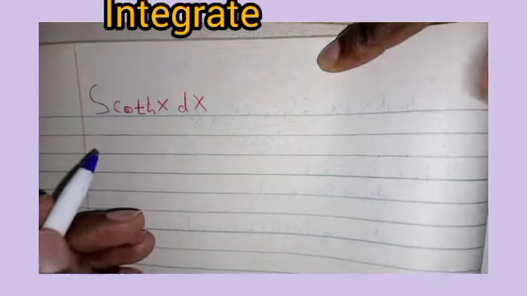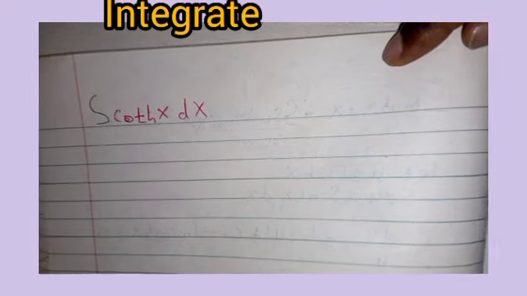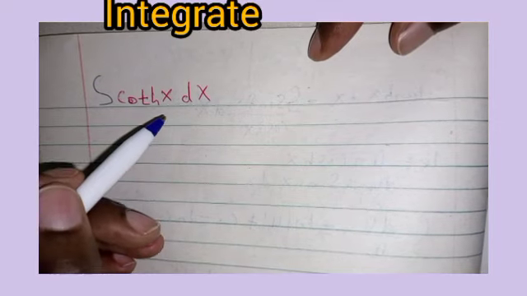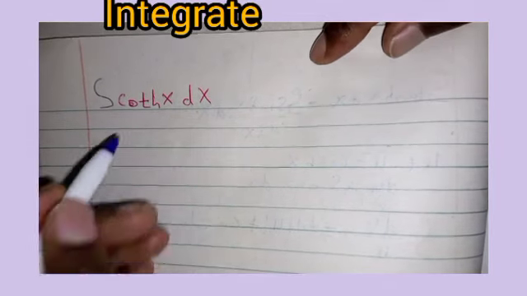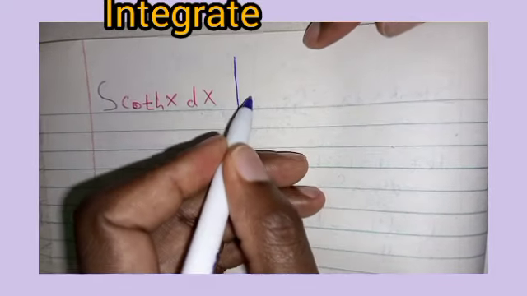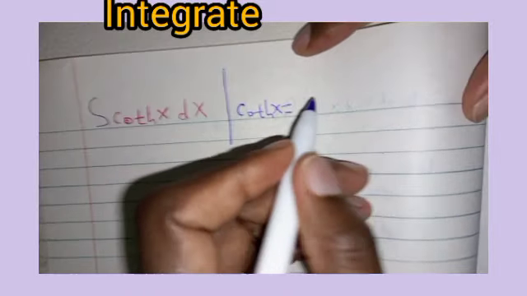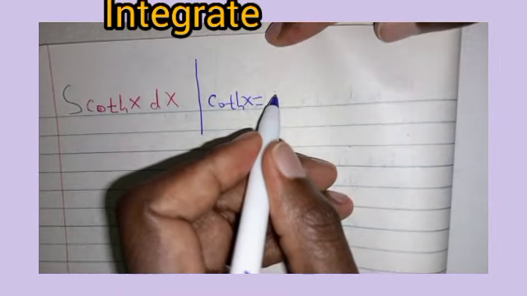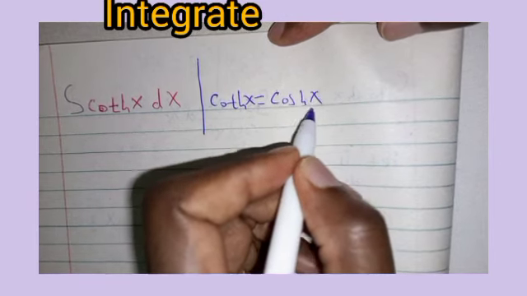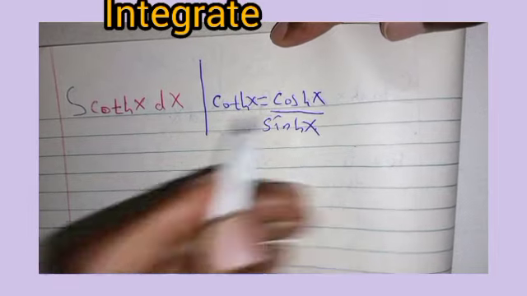Hello my fellow mathematician, welcome to this standard tutorial whereby I want to see how you can integrate the hyperbolic cot of x. To do that, we are going to use the fact that hyperbolic cot of x is the same as hyperbolic cos of x divided by hyperbolic sine of x.